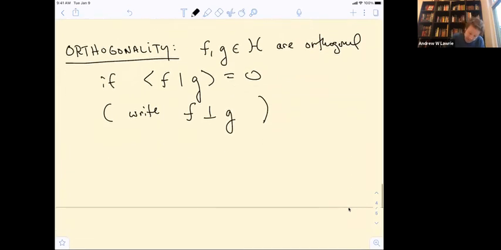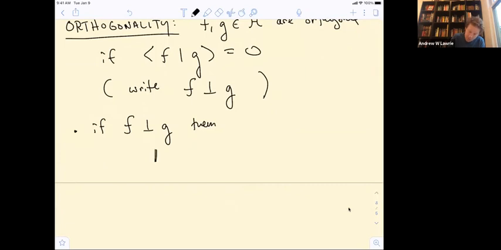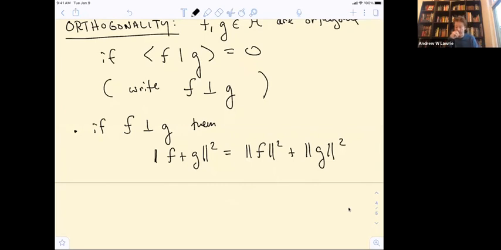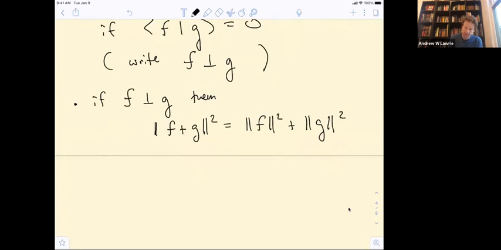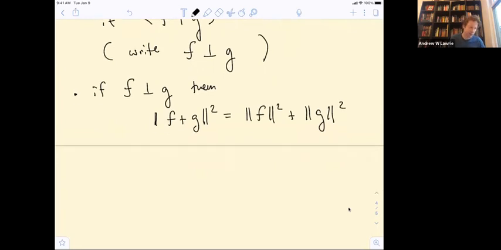And then we saw before, with the same exact proof, if f is perpendicular to g, then the norm of f plus g squared is equal to the norm of f squared plus the norm of g squared. So this is something we saw before.